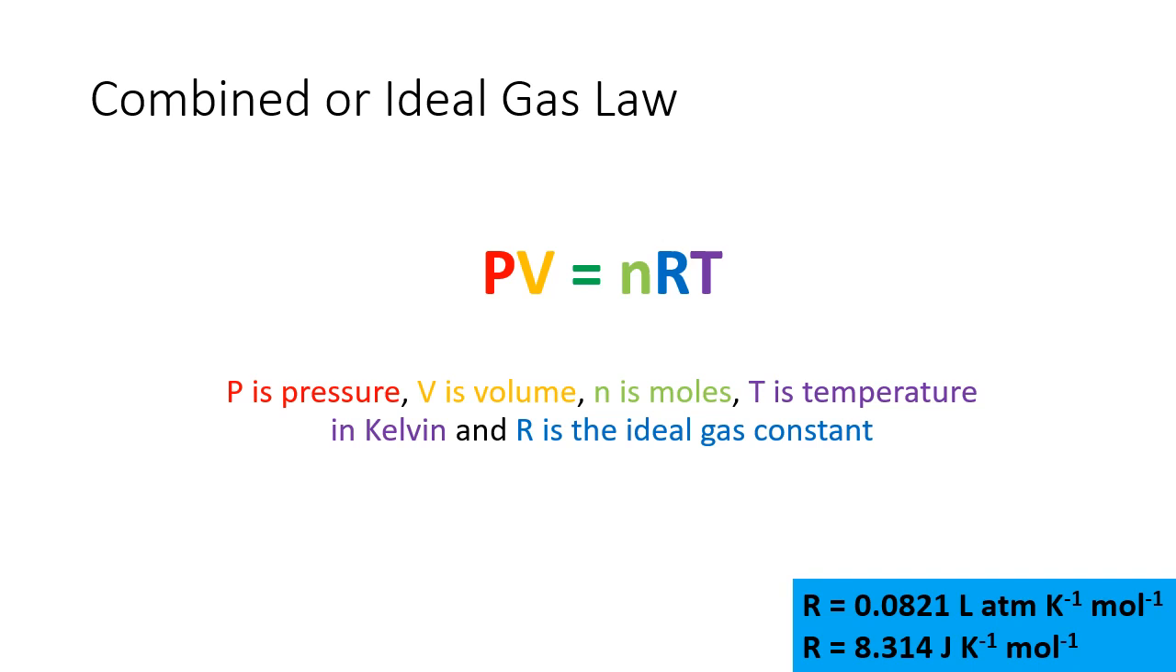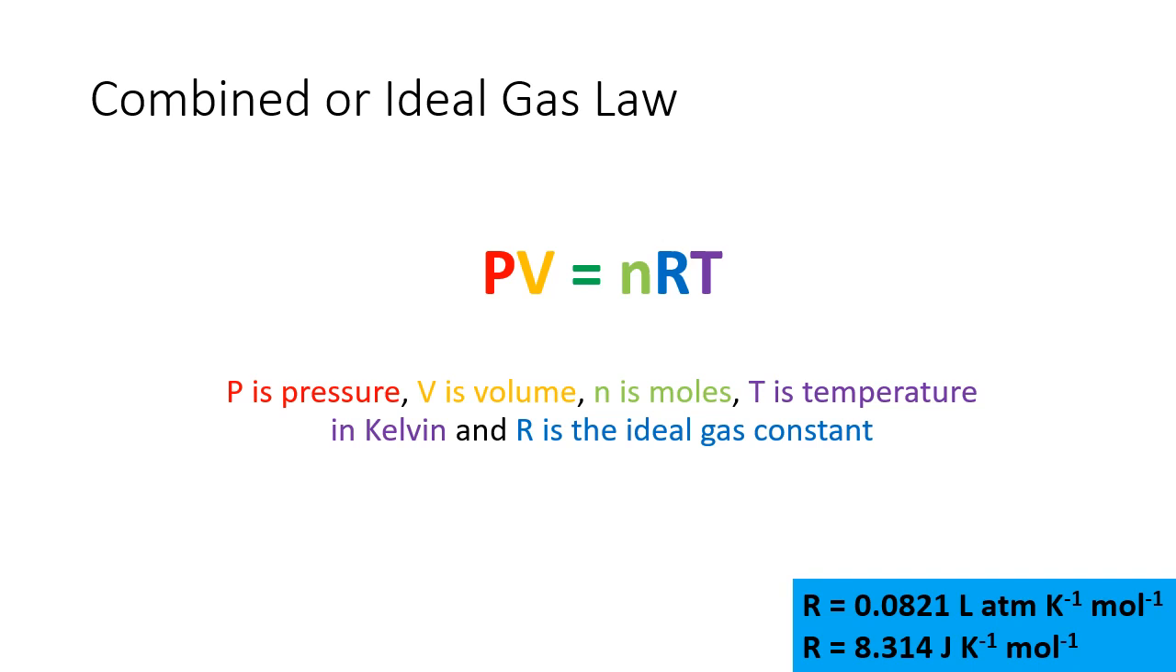P is pressure, V is volume, n is moles, T is temperature in Kelvin, specifically in Kelvin. I'm going to keep saying in Kelvin. And R is the ideal gas constant. It's a constant, it's a fixed thing, it's always going to be the same thing, but you can have different units, so it has different values based on the units.